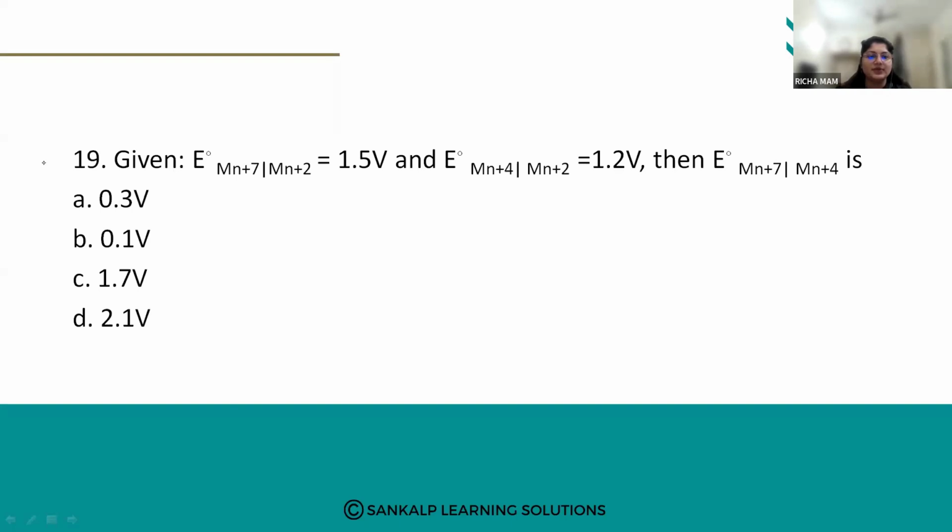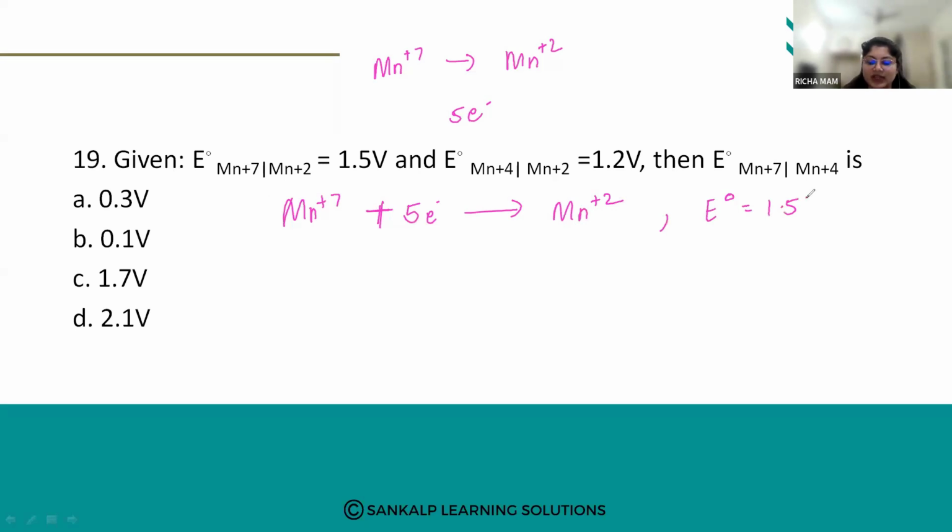Mn7+ plus how many electrons? The change in electrons from Mn7+ to Mn2+ will be 5 electrons, right? So Mn7+ accepts 5 electrons to give you Mn2+. So what is the E naught of this? E naught is 1.5 volts.